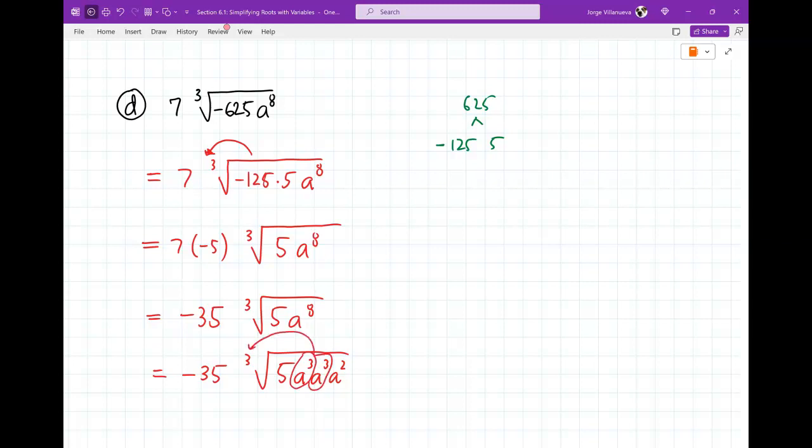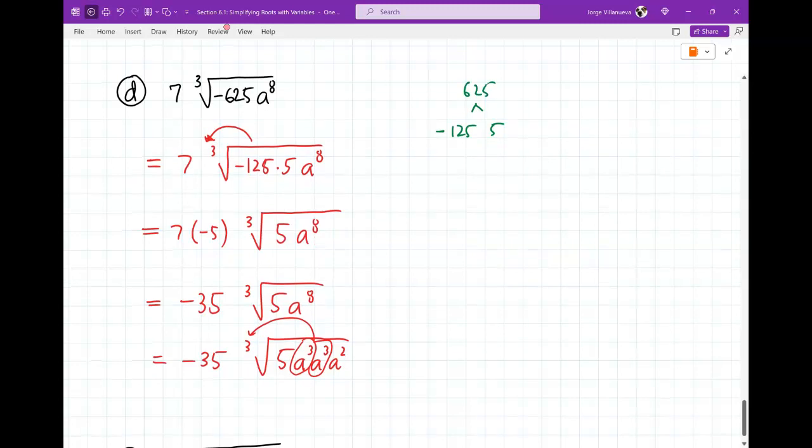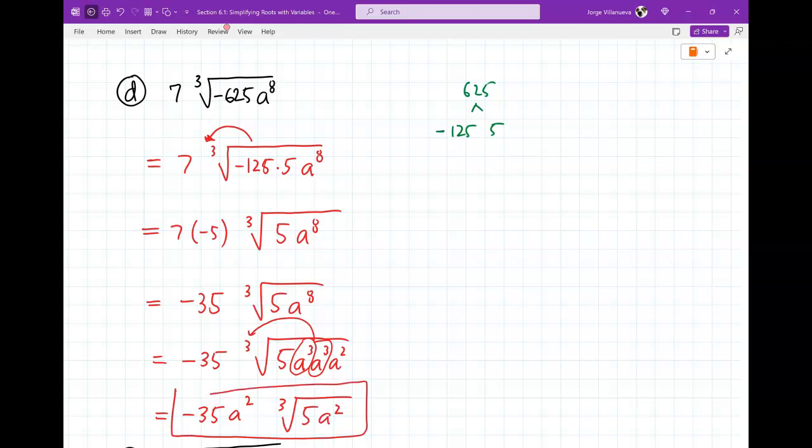And they're going to come out. And they come out as single a, so it's an a and an a. What is that? When I take out 2 a's, it becomes a squared. So this will be negative 35, a squared, cubed root of 5a squared. And this is going to be your answer for that one.